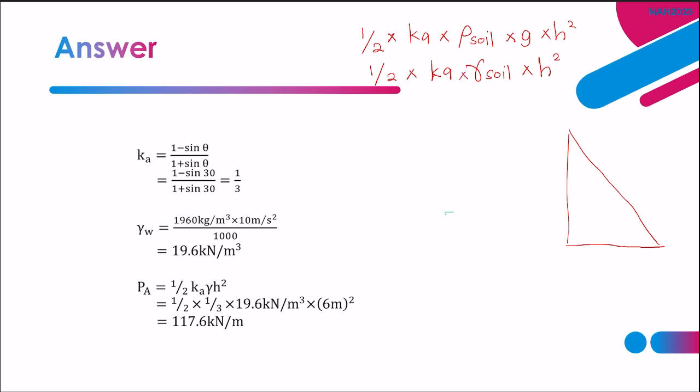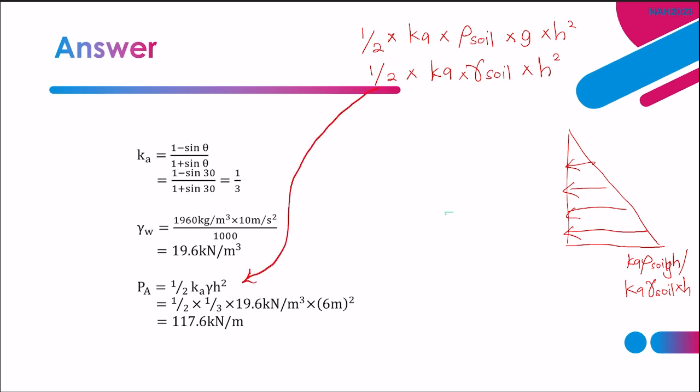Sama sahaja, but don't forget kalau you guna density, darab dengan gravity acceleration, jangan lupa bahagi 1000 lah, sebab di dalam Newton you kena tukar kepada kilonewton. Okay, sebab pressure distribution yang macam ini, as what I have explained, and value di sini adalah Ka, density of soil, darab g darab dengan H, ataupun Ka, unit weight of soil, darab H. Okay, so mana-mana formula sama saja you boleh pakai. And for this one, I use this formula.